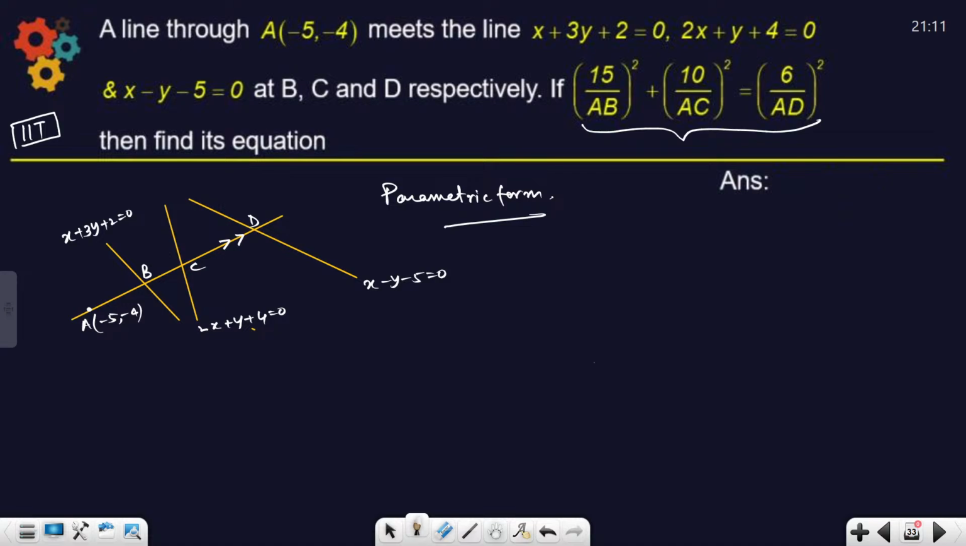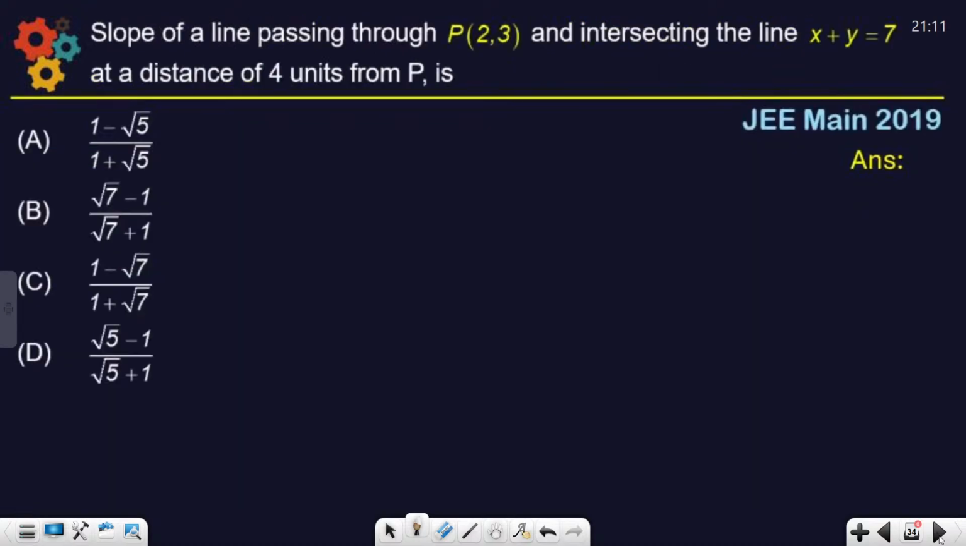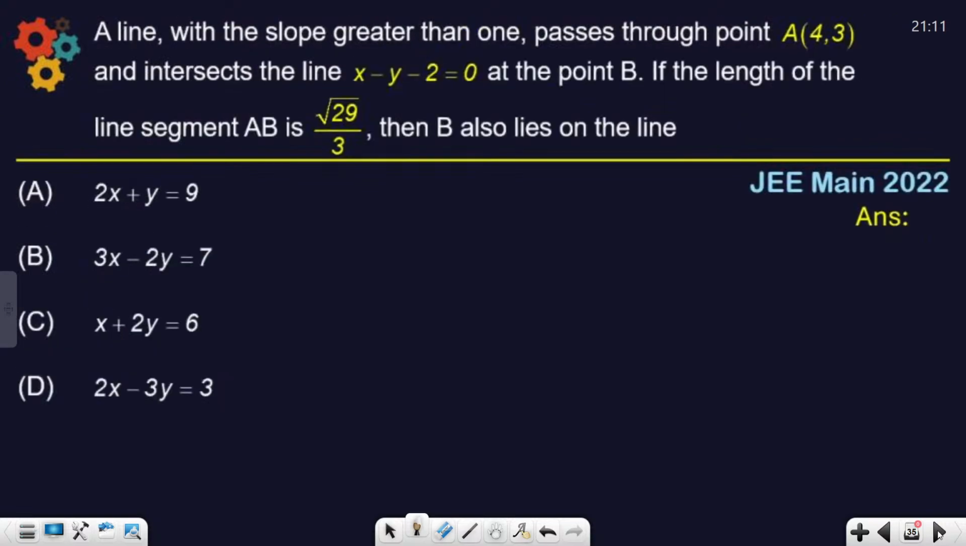I will definitely be solving this tomorrow when I start my class. And the last question I'm going to give you came in JEE Main 2019. Try this sum. Again, a very simple type of sum. The slope of a line passing through this point, intersecting this line at a distance of 4 units from P. What will be the slope of the line? Please do this. This will also be your homework. And another one, which came in JEE Main 2022. This will also be your homework.